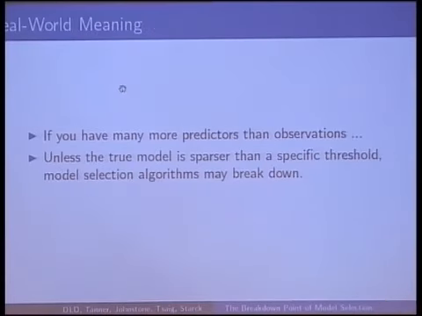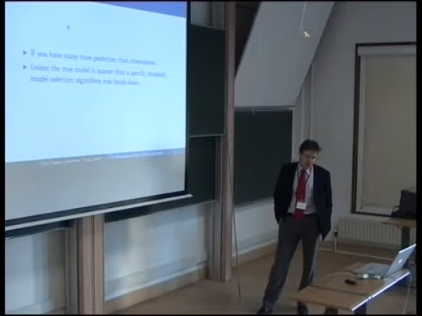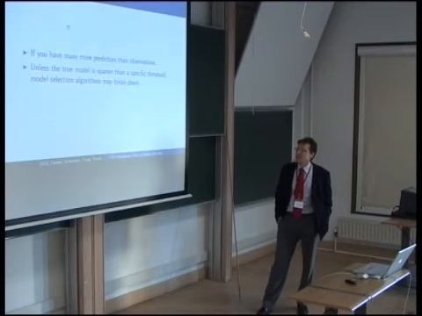And the real world meaning of all of this is we shouldn't naively assume that sparsity is going to come to the rescue. If we're working with P much bigger than N, we have to be aware that unless the true model really is sparser than a defined threshold, the model selection algorithm may give us something utterly useless.